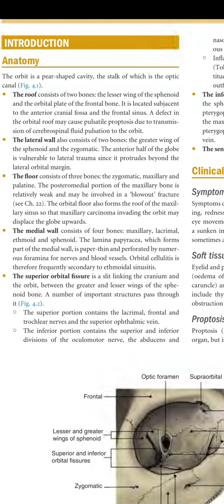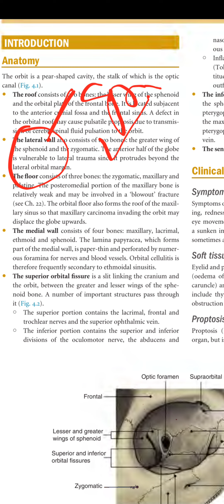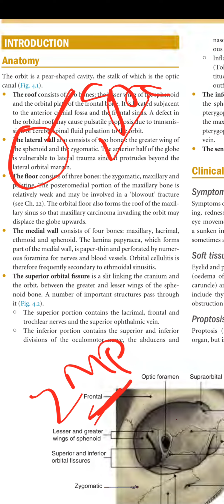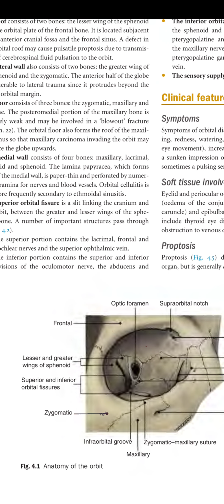The floor consists of three bones: the zygomatic, maxillary, and the palatine. The posterior medial portion of the maxillary bone is relatively weak and may be involved in a blowout fracture. So the weakest part is the floor, and the more common fracture that you will encounter is the floor fracture, and it consists of three bones, zygomatic, maxillary, and the palatine bone. The orbital floor also forms the roof of the maxillary sinus, so that maxillary carcinoma invading the orbit may displace the globe upward. Behind it there is a maxillary sinus.